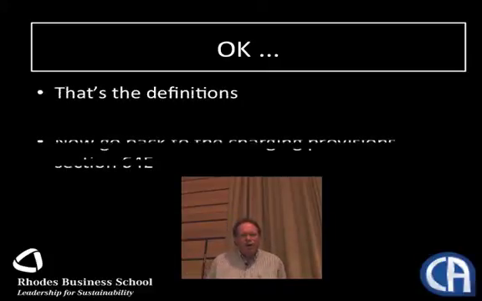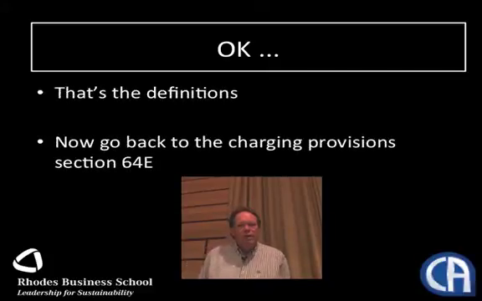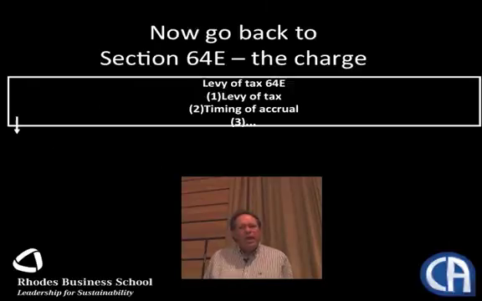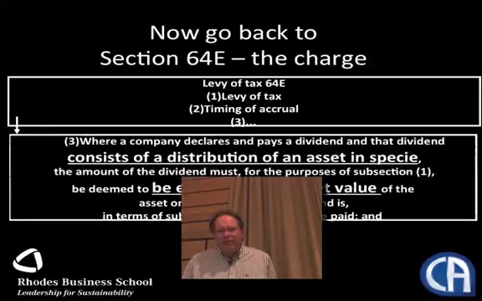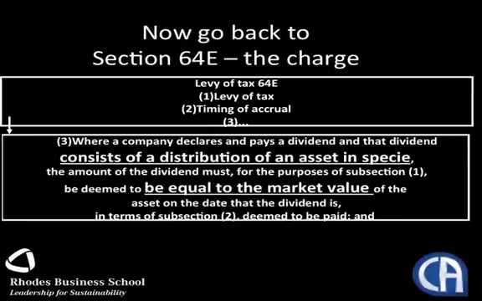So what we've done so far is we've looked at the definitions. We now go back to the charging provision in 64E because it goes further. And stay awake now, because in item 3, we identify one of the crucial factors in the new dividend tax. And that is the definition of a dividend, where we have a dividend where it is a distribution of an asset in specie. And it makes, at this stage, a distinction. It says, if there is an asset in specie, the value of the dividend will be the market value. So that looks pretty much sensible.